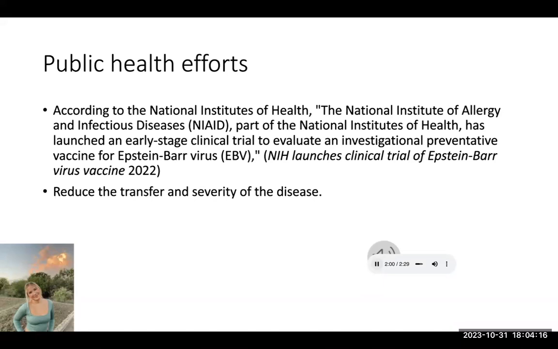The second and third doses will be administered 30 days and 180 days after the initial dose, with follow-up visits between each vaccination and phone calls between visits. Participation is expected to be required for 18 to 30 months, and the trial is expected to last 4 years. And hopefully this will reduce the transfer and severity of the disease.